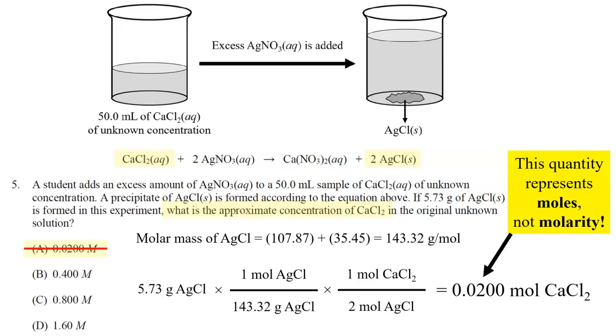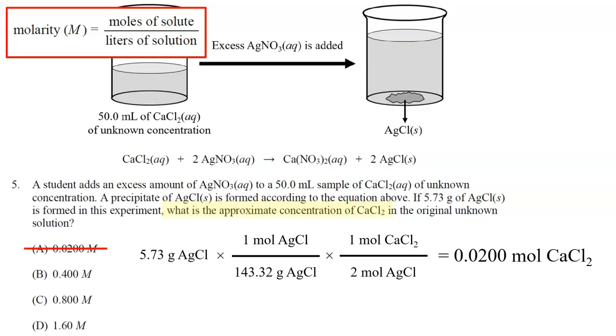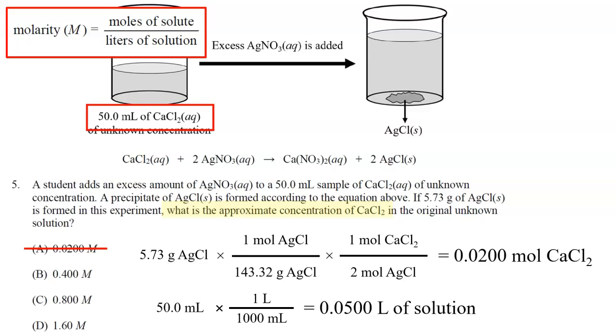Well, the definition of molarity is moles per liter, moles of solute per liters of solution. And we know that we have a solution of unknown concentration that has a volume of 50.0 milliliters. So to do this calculation, let's convert milliliters into liters. So 50.0 milliliters times 1 liter over 1,000 milliliters gives us a volume of 0.0500 liters of solution.